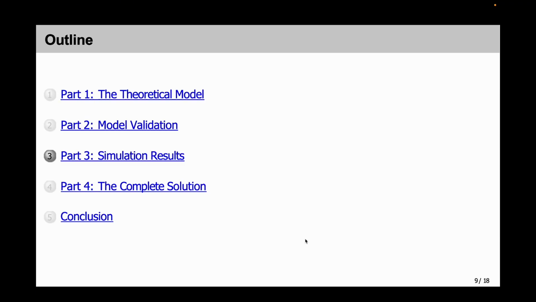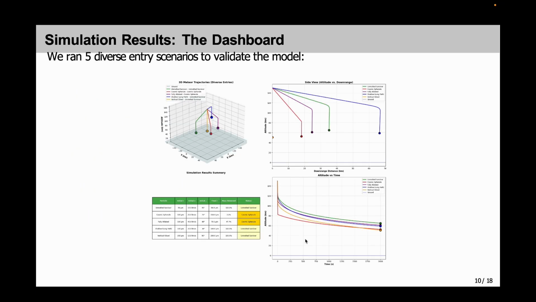With our model built and validated, we move to simulation results. This is our results dashboard. We run 5 diverse scenarios to test the full range of the model's behavior. The 3D plot at the top left shows the trajectories in space. The slide view shows the path shape and downrange distances. The altitude versus time plot shows how quickly they decelerate. And the summary table, which we'll analyze next, tells us the final physical state of each particle.